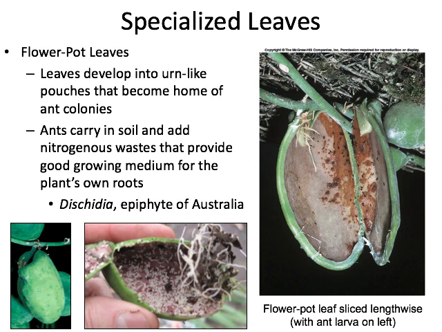Flower pot leaves are very unique. These are not tremendously common, but they are very cool. They're leaves that develop into an urn-like pouch that becomes a home for ant colonies. The ants live in these little pouches, and then they protect the plant from anything that tries to eat it.